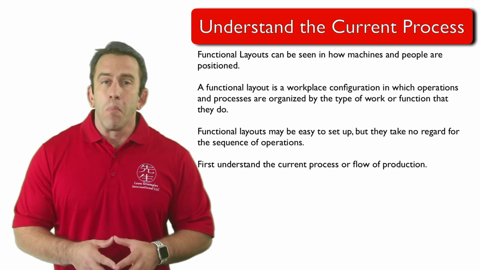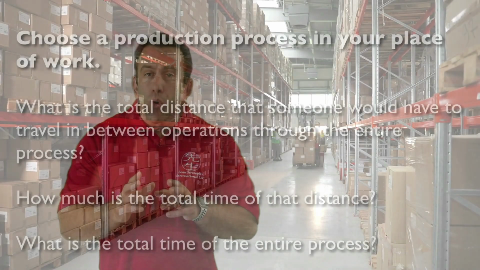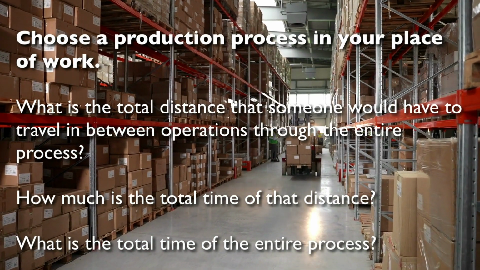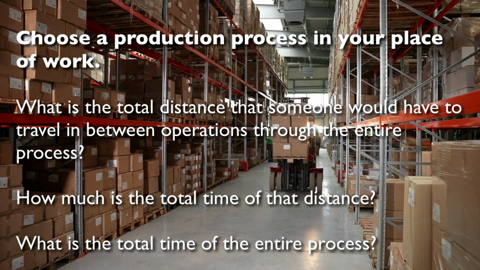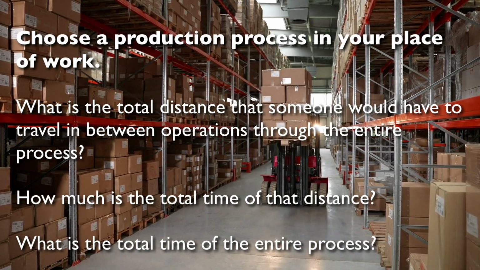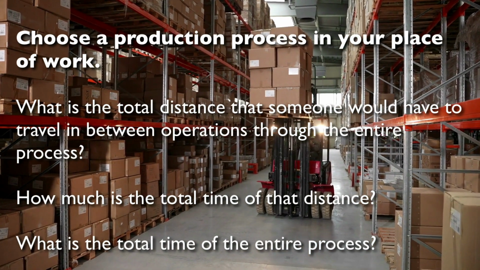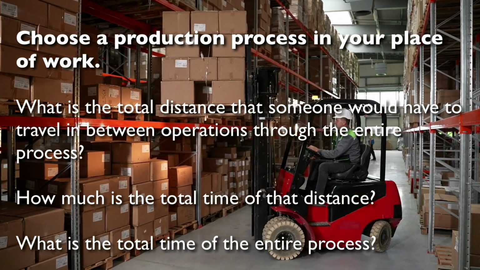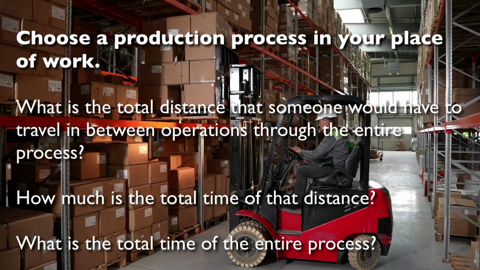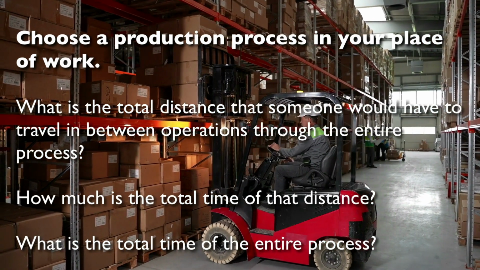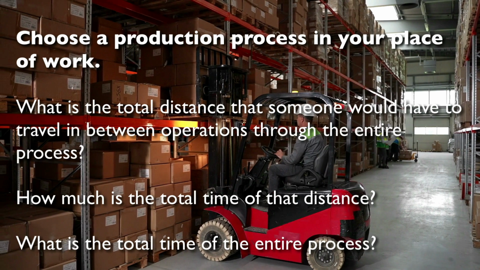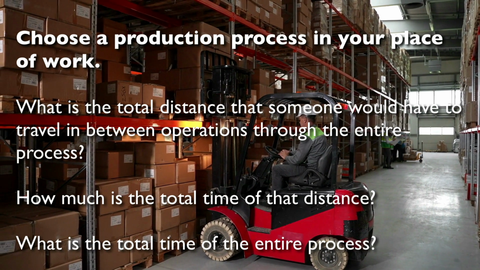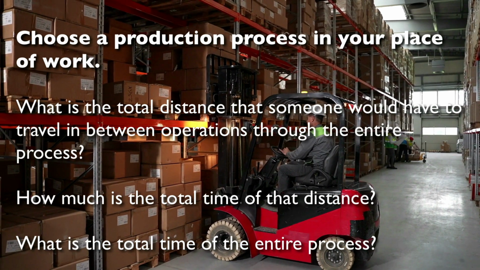Now let's stretch your mind a bit. In the upcoming assignment or comments section of this module, it's your turn to choose a production process in your place of work. Once you've selected a process, then you can answer the following questions. First, what is the total distance that someone would have to travel in between operations through the entire process? You can find this by walking the flow of the process.